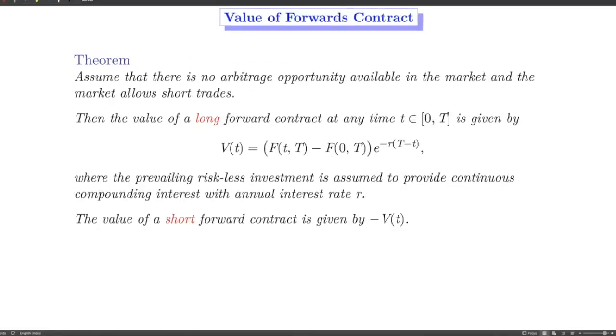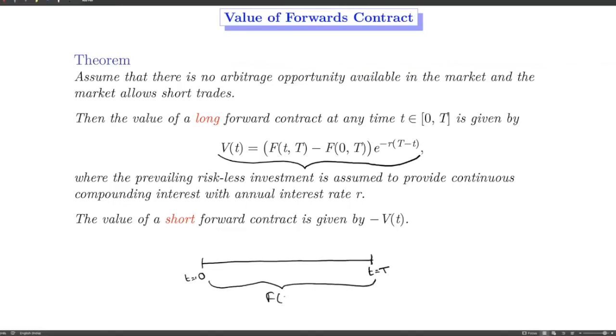Finally, we will try to establish a formula for the value of the forward contract. What is meant by value of the forward contract? Let us first understand it. The value of the forward contract is given by this formula. What is the idea behind that? So you have got into a forward contract at time t equal to 0, and its expiry date is t equal to capital T. Now, for this period, you have the forward price f of 0 comma capital T, right? This is the forward price.